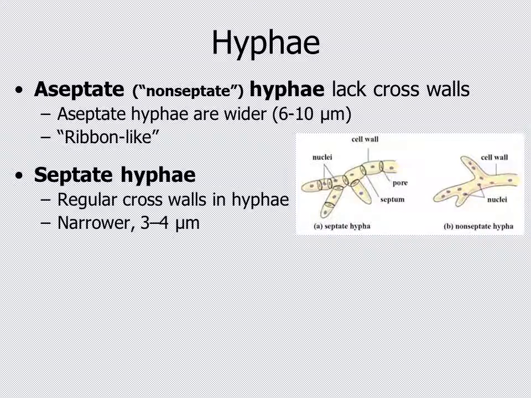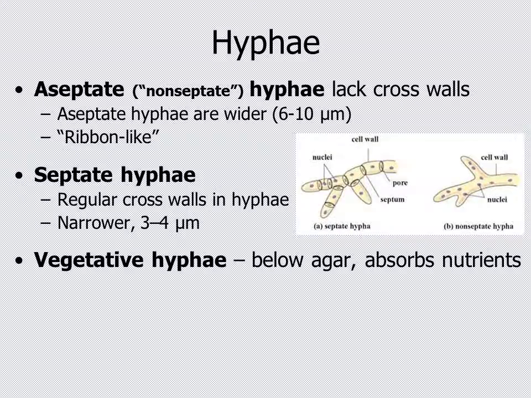The septate hyphae then has these cross walls. They're not always terribly easy to see. So even though we have nice sketches here where they stick out and you couldn't miss them, do know that when you're actually peering at them through a microscope, sometimes you have to look kind of hard to see them. They tend to be narrower than the aseptate hyphae.